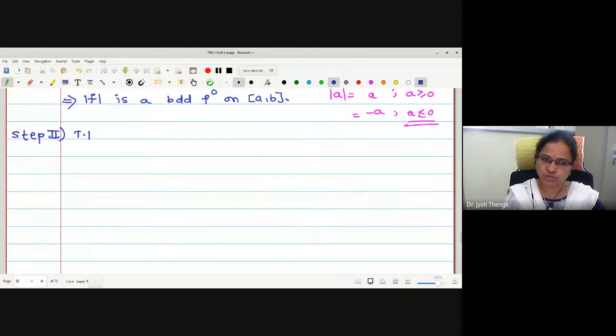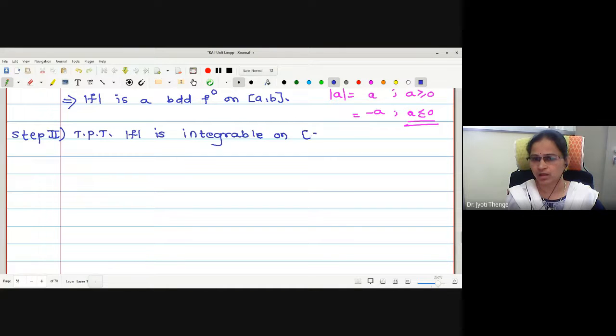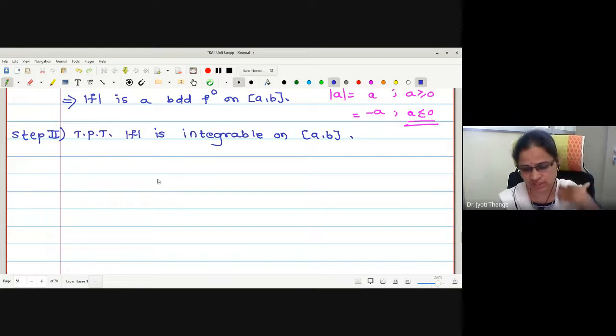In the previous 2-3 theorems, what we have seen, to prove the function is integrable, first we have to establish the relation between the bounds. Correct now? Yes, ma'am. Relation between the bounds. Here also we wanted to establish the relation between the bounds of f and mod f.